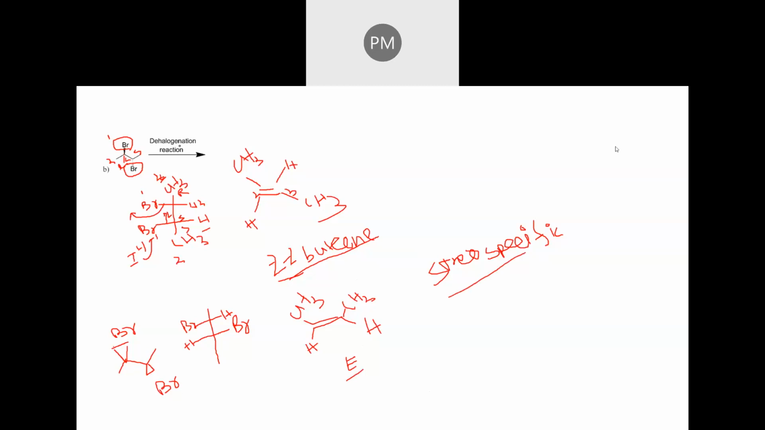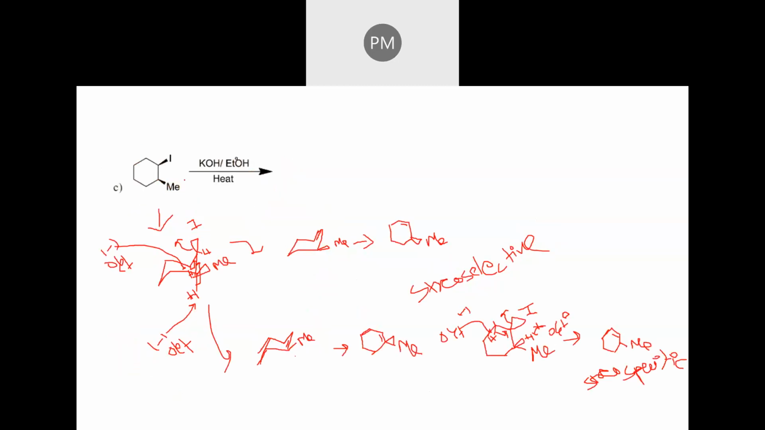So how is this example a stereoselective or stereospecific reaction? This is an example of a stereospecific reaction, because we are getting only one product, not multiple products. So the first example was stereoselective. This one is a stereospecific one. Now the next example.